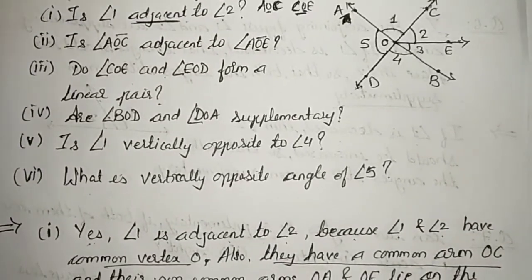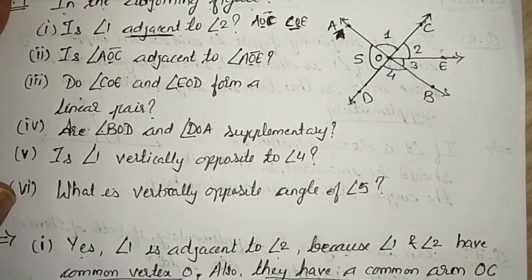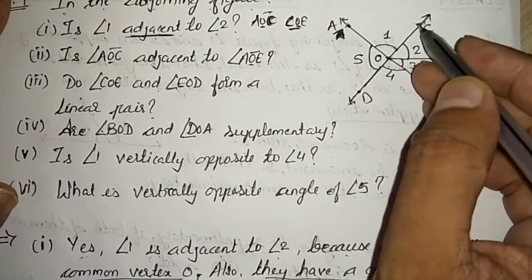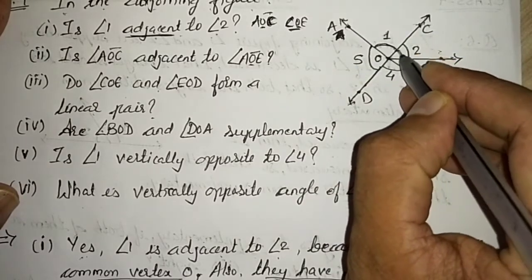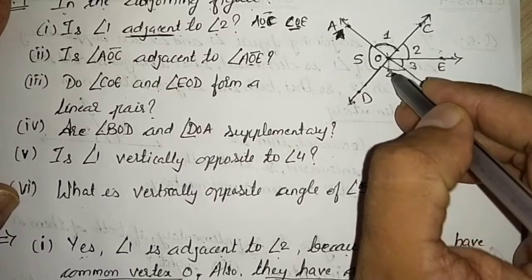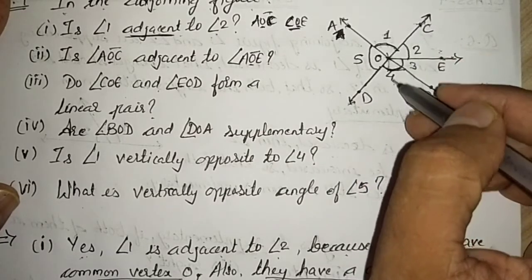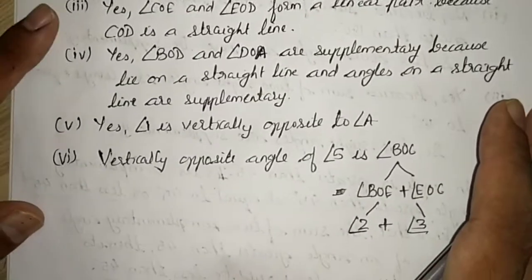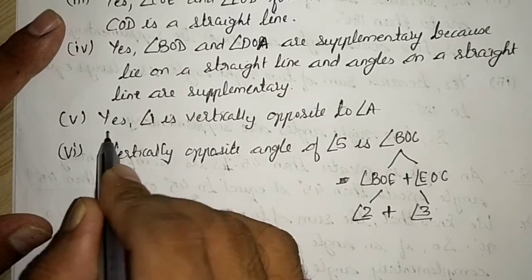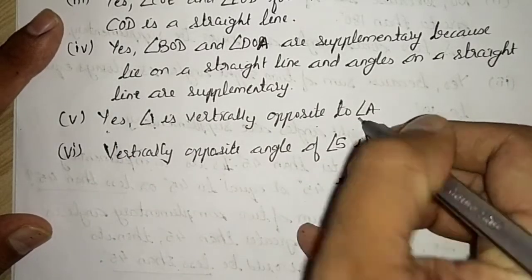Fifth part. Is angle 1 vertically opposite to angle 4? Where is angle 1? Let us see. Here one line, two lines. Yes, they are vertically opposite angles. So angle 1 is opposite to angle 4, and we can say that they are vertically opposite angles. So we will write yes, angle 1 is vertically opposite to angle 4.